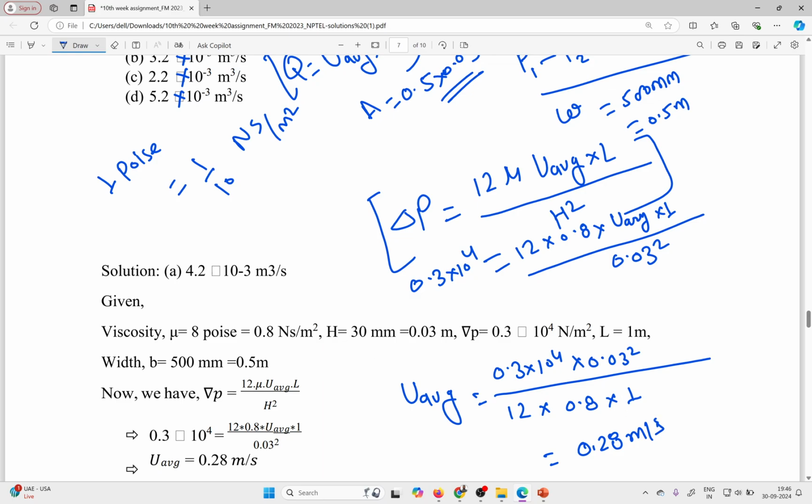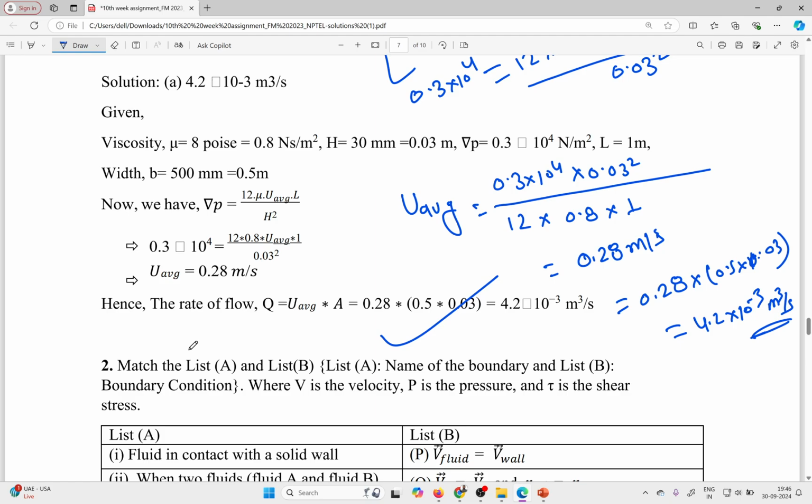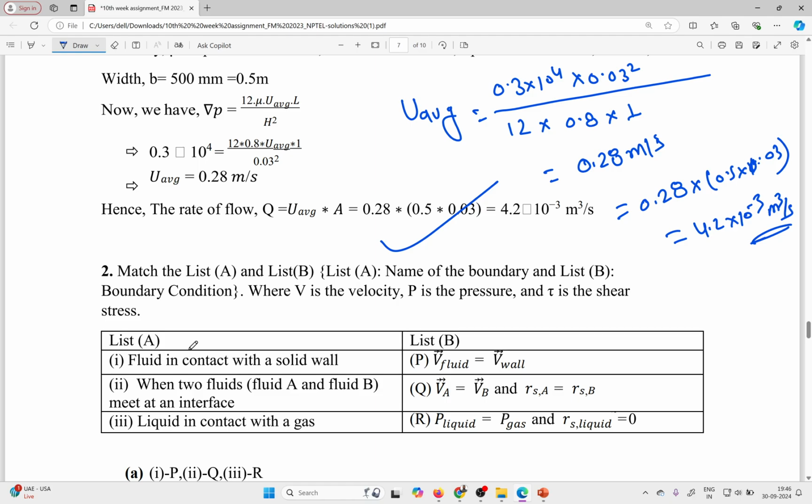Now you know the formula of discharge, very easy. That is your velocity 0.28 into area, whatever I told you a few minutes back. So it will become 4.2 into 10 to the power minus 3 meter cube per second. This is the whole calculation. I have shown you the breakdown of this. Now we'll move on to the next question.